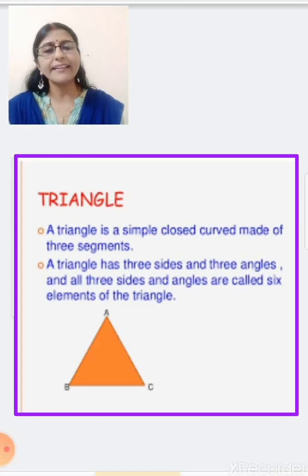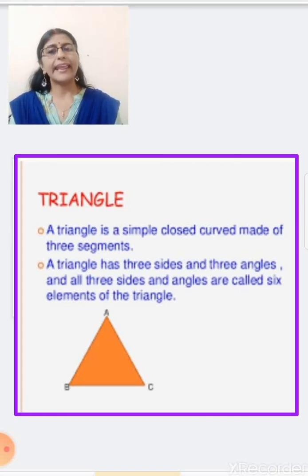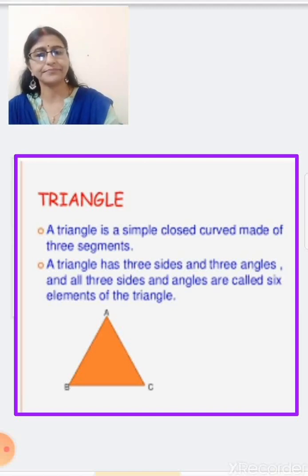Here you can see a triangle ABC. Here A, B and C are the vertices. And the sides are side AB, side BC and side AC. And it has 3 angles, that is angle A, angle B and angle C.